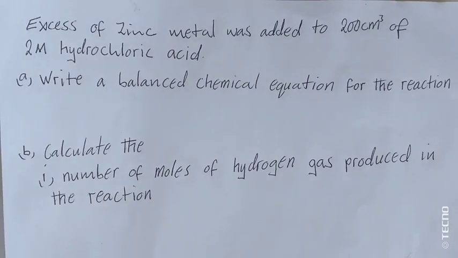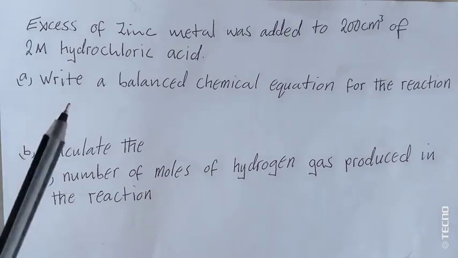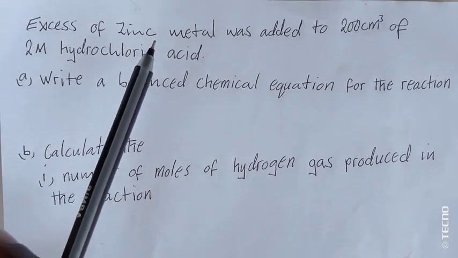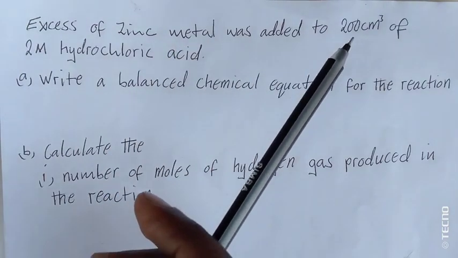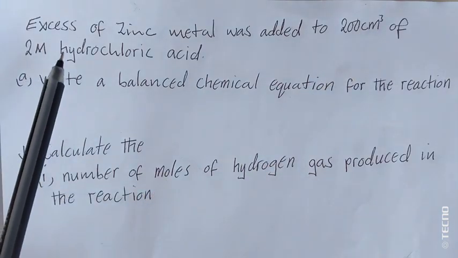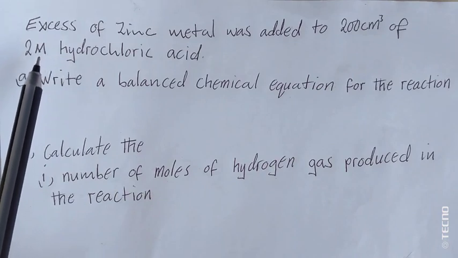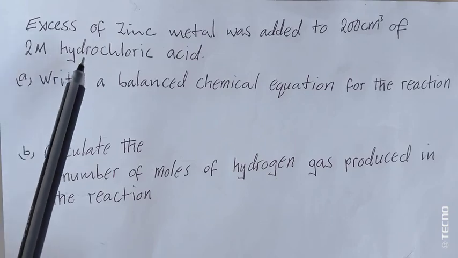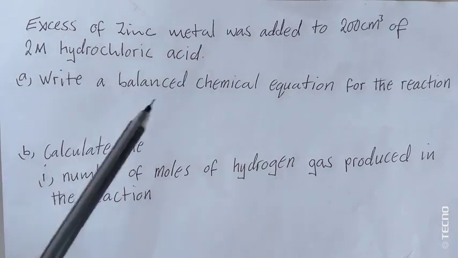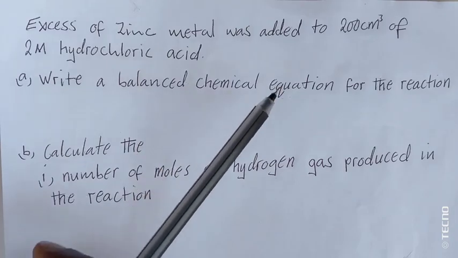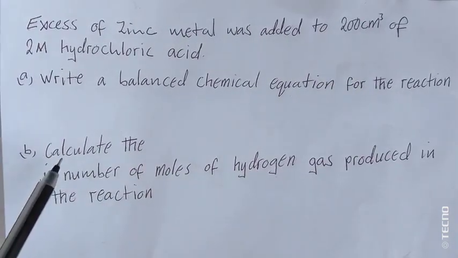I just want to answer with you this question. The question reads: excess zinc metal was added to 200 cm³ of 2 mol/dm³, which is 2 molarity or concentration, hydrochloric acid. Then the first one is, write a balanced chemical equation for the reaction.